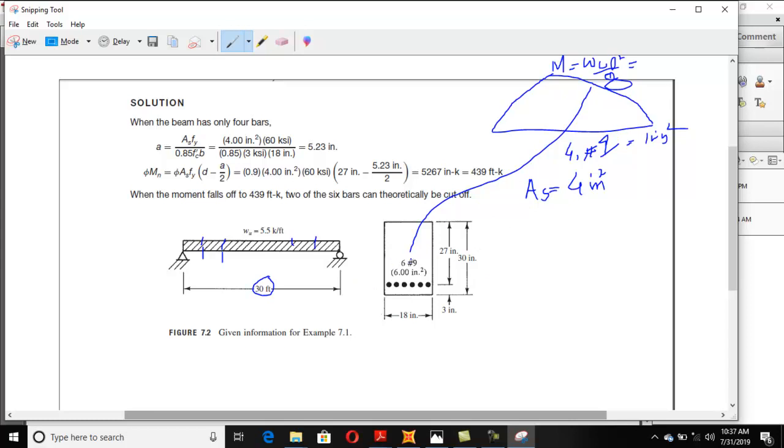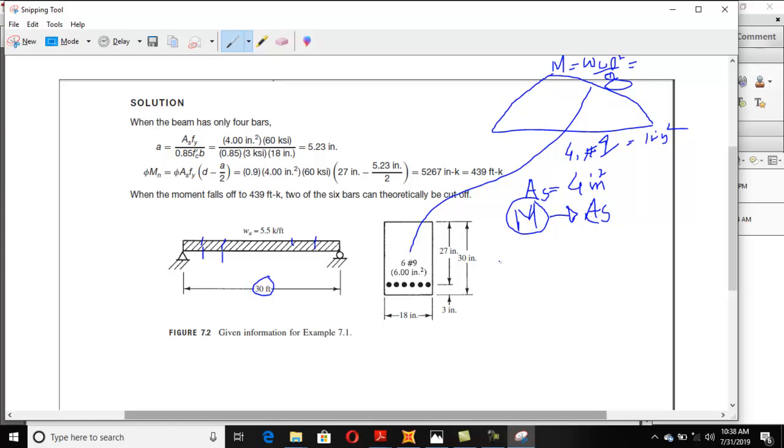Now if you cut up 2 bars, your AS will reduce from 6 square inches to 4 square inches. Now you have to find out the moment capacity, because you must remember that moment capacity is basically related with AS. There is direct proportion between these two. When you are increasing this AST, the moment capacity of this beam will be increasing. Okay, so when we are providing AS equal to 4 square inches, what will be the moment capacity?